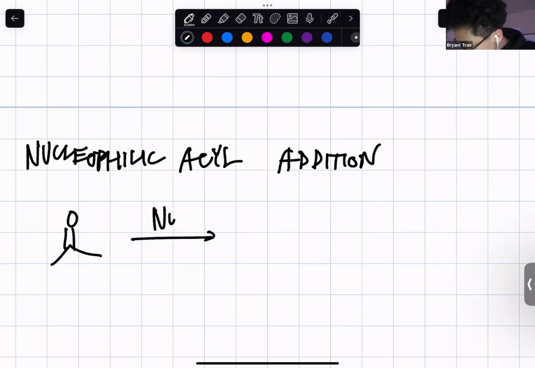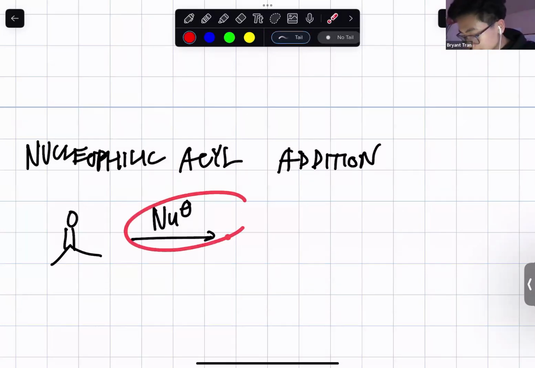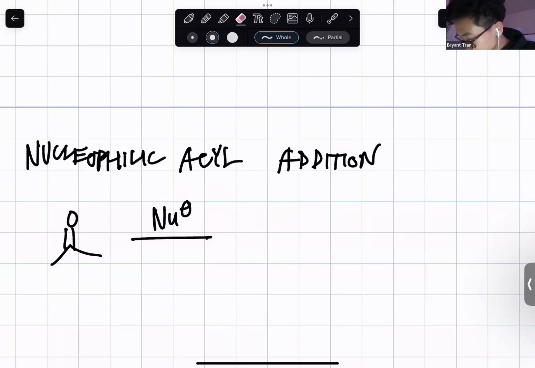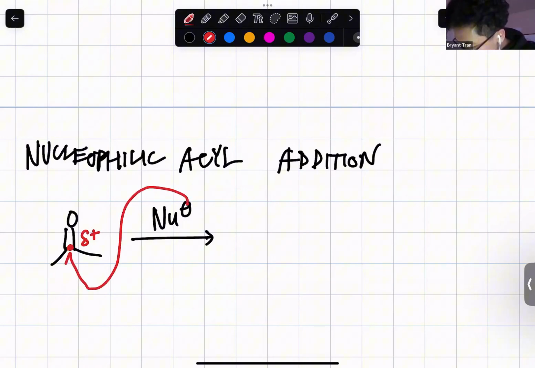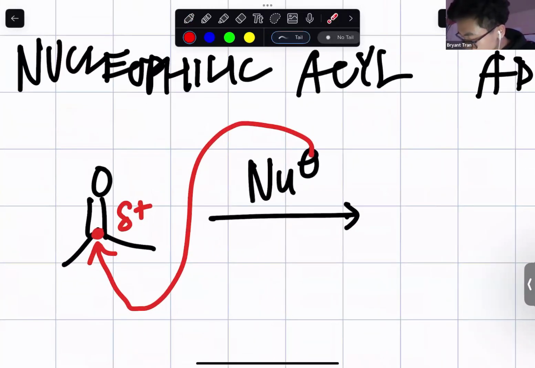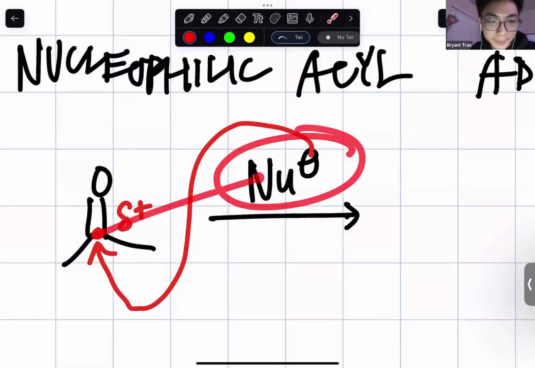Let's say we have some sort of nucleophile present. This could be any random nucleophile depending on what the reaction is. And we have an electrophilic carbon right there. When we attack that electrophilic carbon with the nucleophile right there, we're trying to make a new bond between that carbon and nucleophile right there. So let's say that happens. Let's say we make a new bond right there.